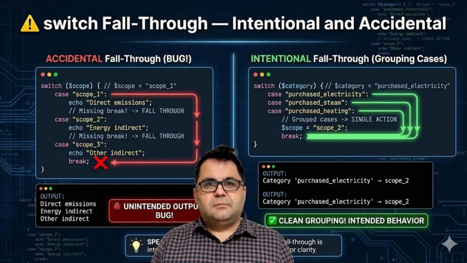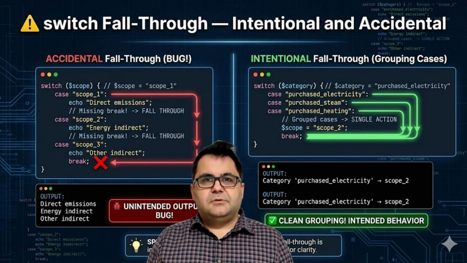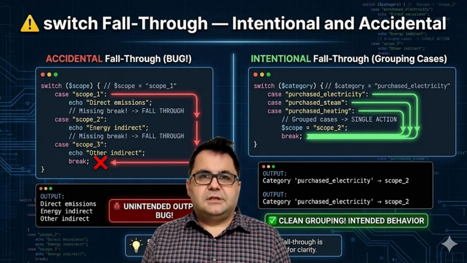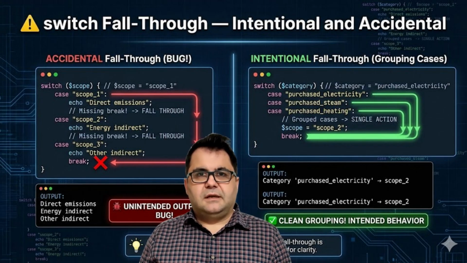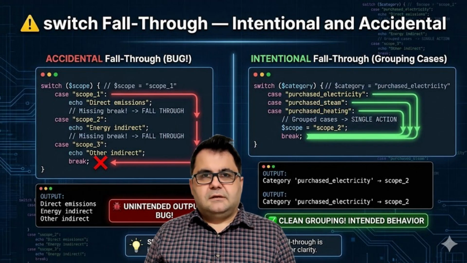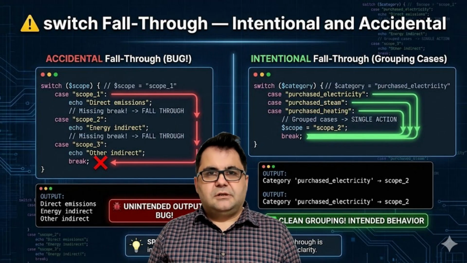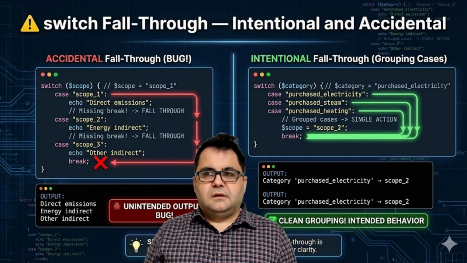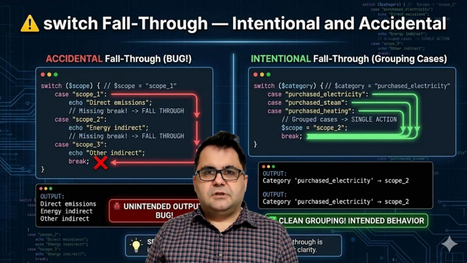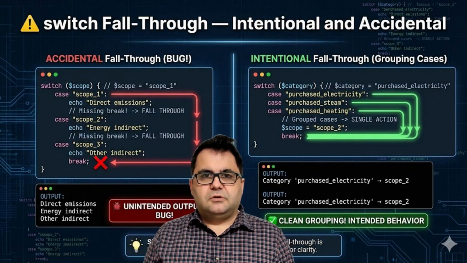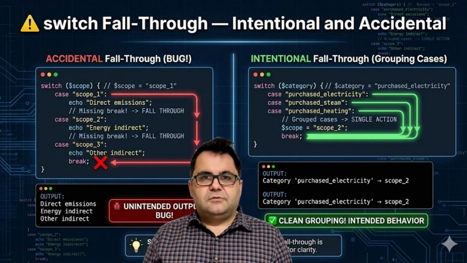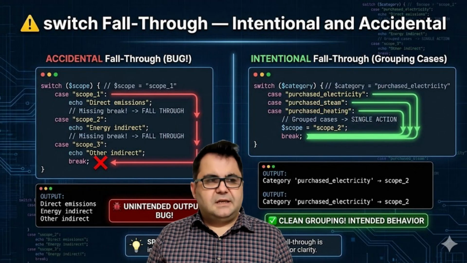Look at the second example. Multiple categories map to the same scope. By listing cases without break between them, they all execute the same code block. This is a clean way to group related values. The key rule: always include break at the end of every case, unless you're intentionally falling through. And if you are falling through intentionally, add a comment saying so.